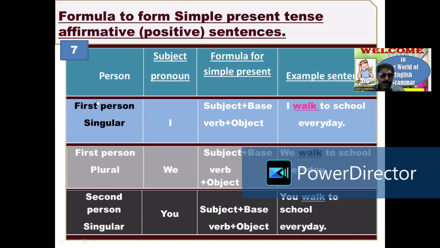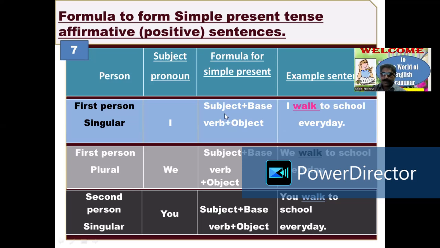First, we are going to see first person singular I. The formula is that subject plus base verb plus object. Subject I plus base verb plus object.